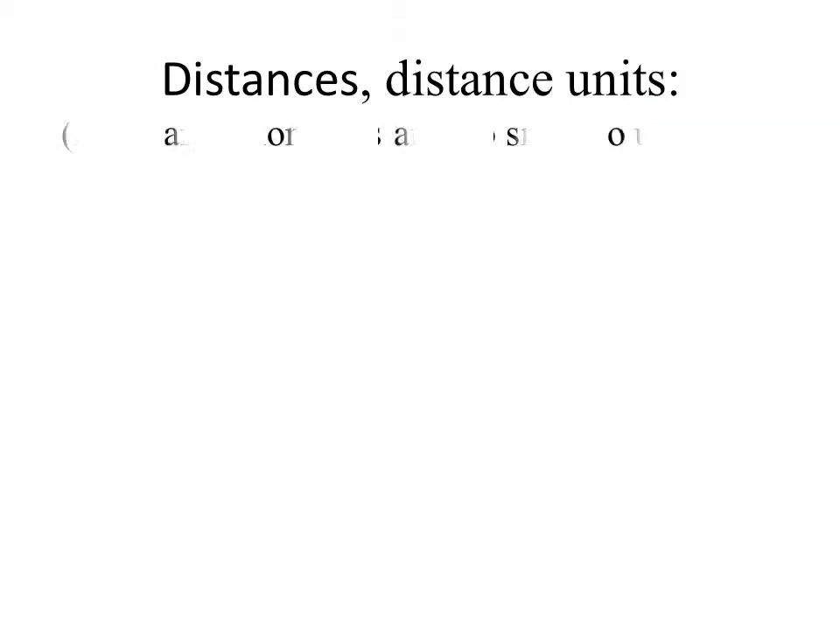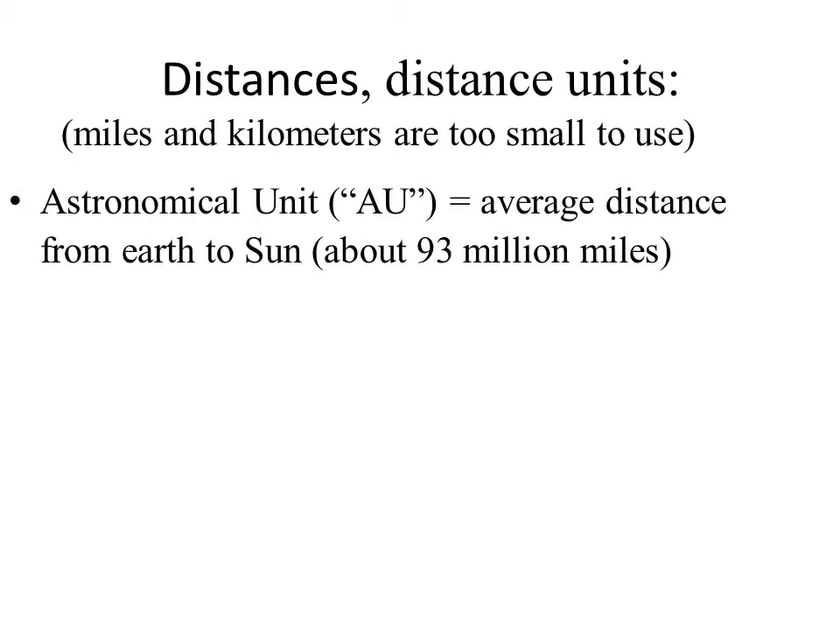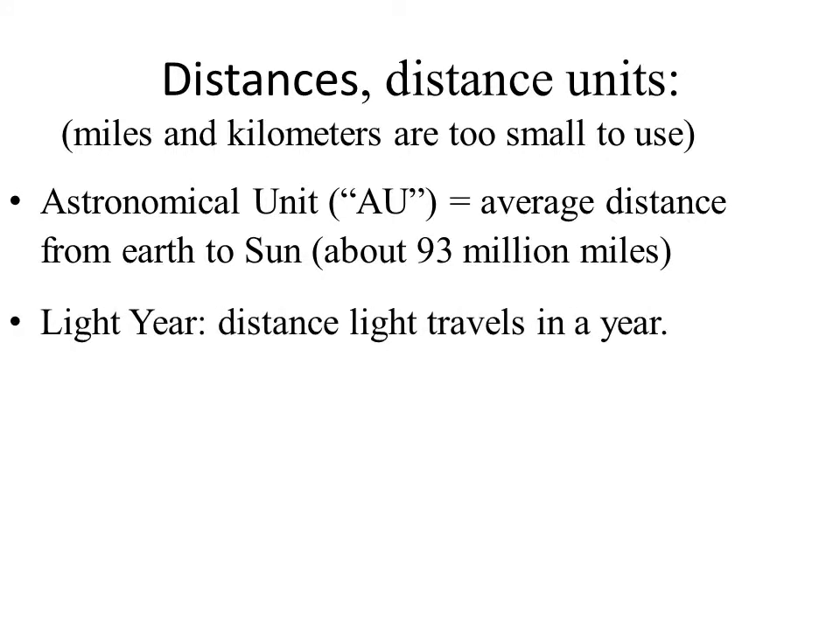A few distances and things that you should be aware of, because we can't use the usual inches, miles, kilometers. We talk about an astronomical unit. That is the average distance from the Earth to the Sun. It's about 93 million miles from here to the Sun.